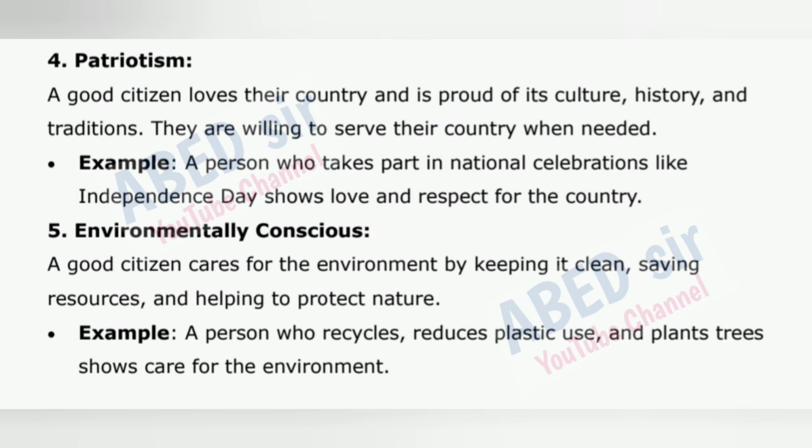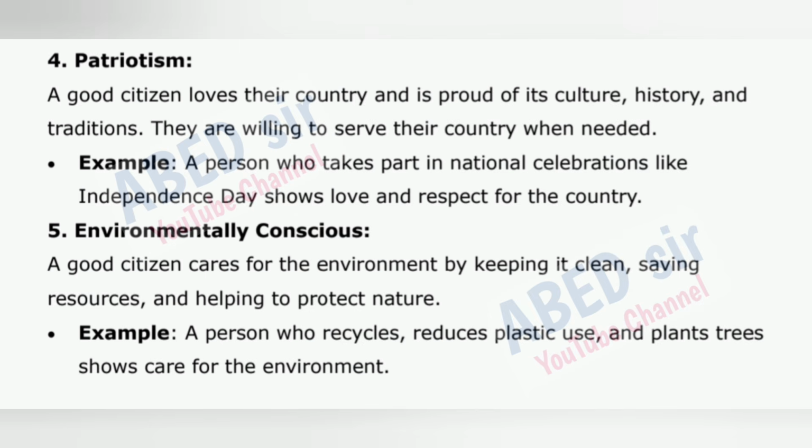4. Patriotism. A good citizen loves their country and is proud of its culture, history, and traditions. They are willing to serve their country when needed. Example, a person who takes part in national celebrations like Independence Day shows love and respect for the country.